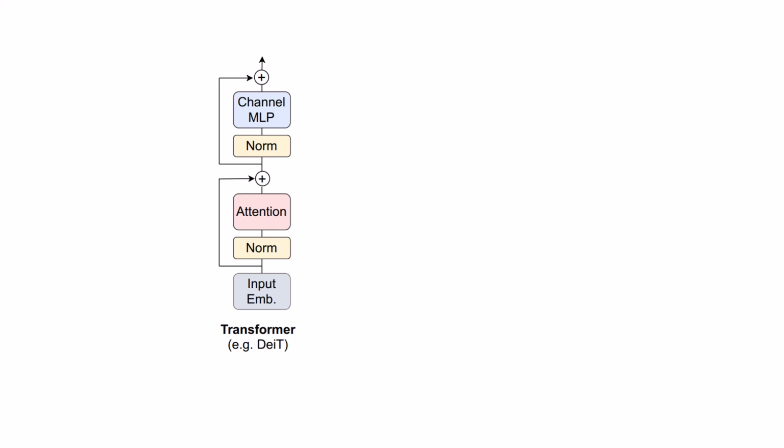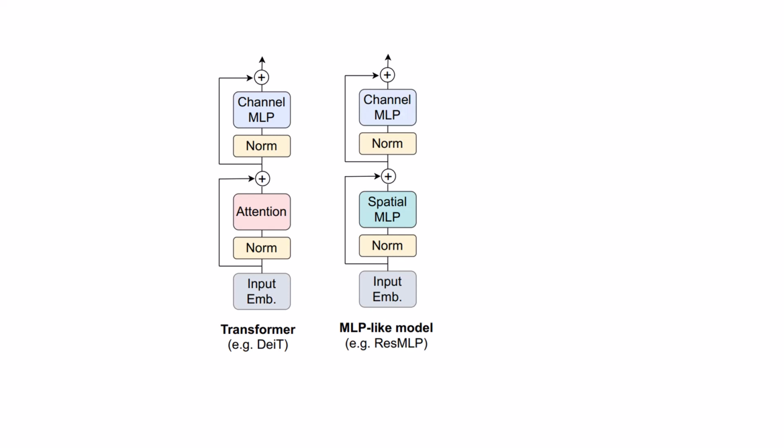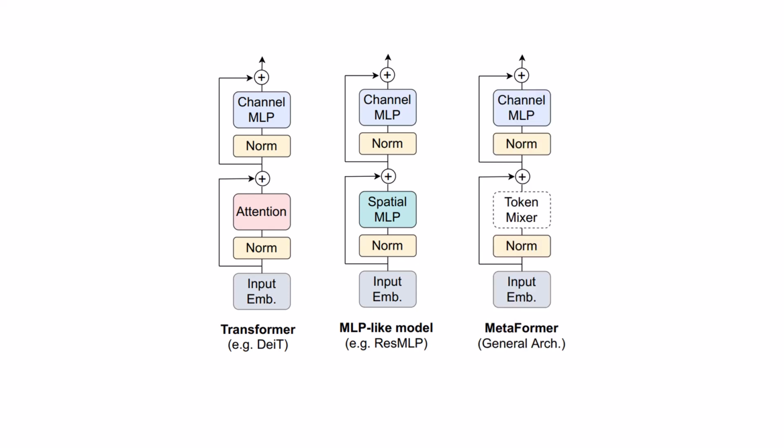And there have been some attempts to replace this attention module with other sorts of modules. For example, in MLP-like models, they propose spatial MLP as an alternative to attention to mix the information among tokens. And channel MLP is the same as what it used to be, just to mix the information among channels. But in this paper, they're proposing a general architecture called MetaFormer.